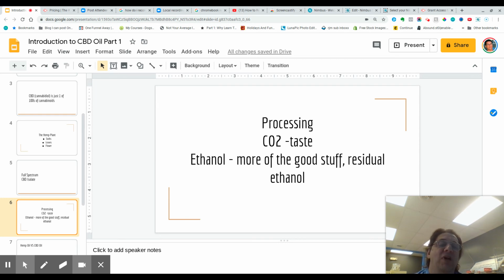The other most common way to process is ethanol, which is an alcohol. They put it in a vat again, put it under pressure, let it soak in there, and extract it. Then they have to remove the ethanol by heating it up and letting it come off. The problem is some people think there's some residual ethanol in there, but the FDA thinks it's generally safe for you. And the pro is there's a lot of the good stuff. You get a more full-bodied extraction. You get more of the flavonoids, the terpenes, the phytocannabinoids. You just get more of all of that stuff that's in there.